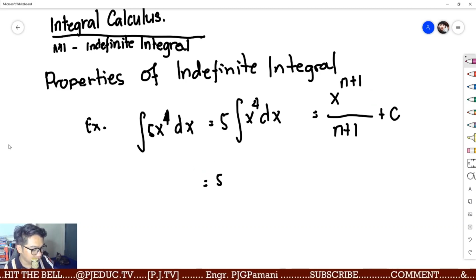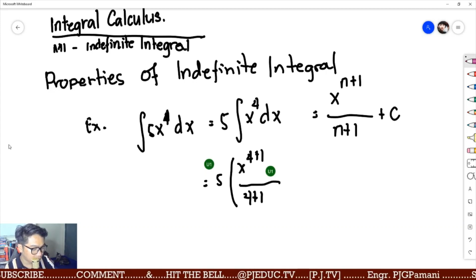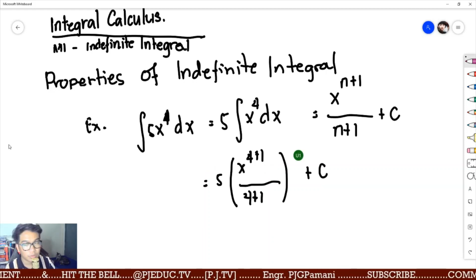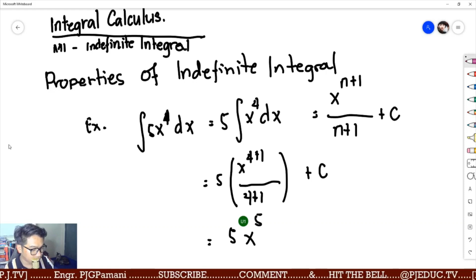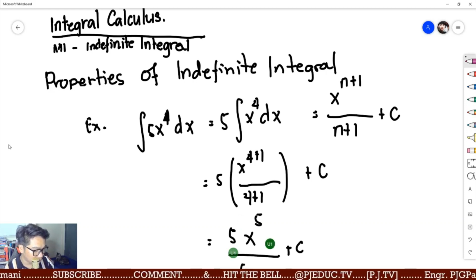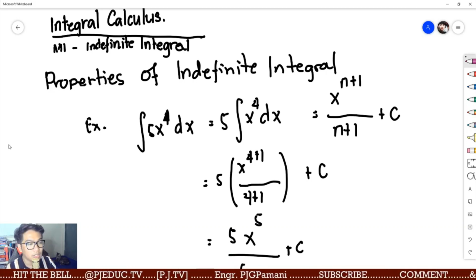Integrate na lang natin si x raised to 4. So x raised to 4, again, we need to add 1 over 4 plus 1. Then your integration constant. So basically, that is 5x raised to 5 over 5 plus c. Or simply x raised to 5 plus c.